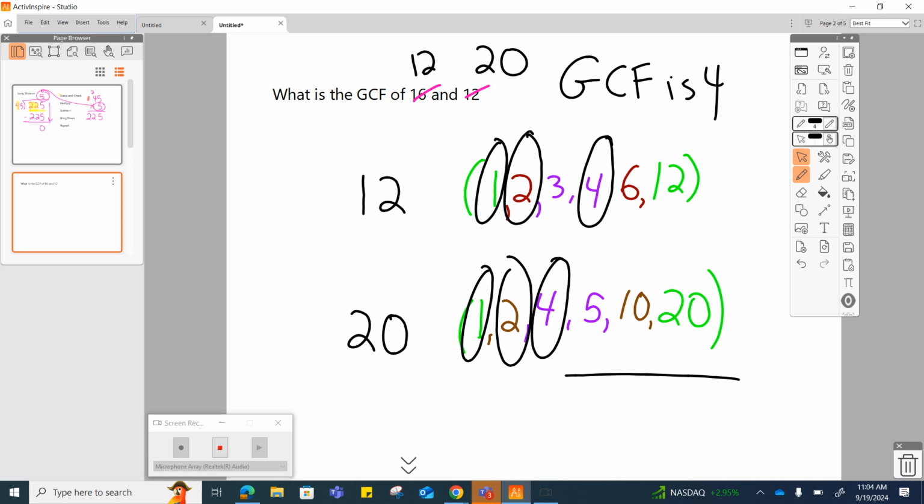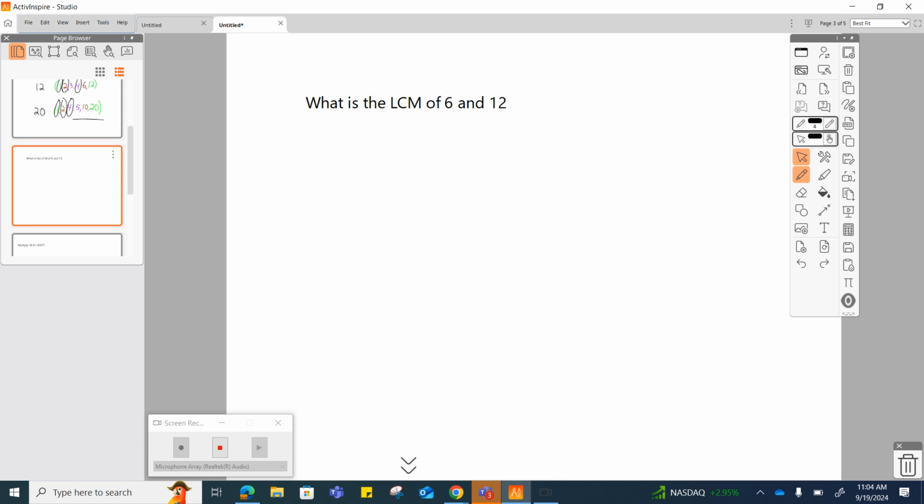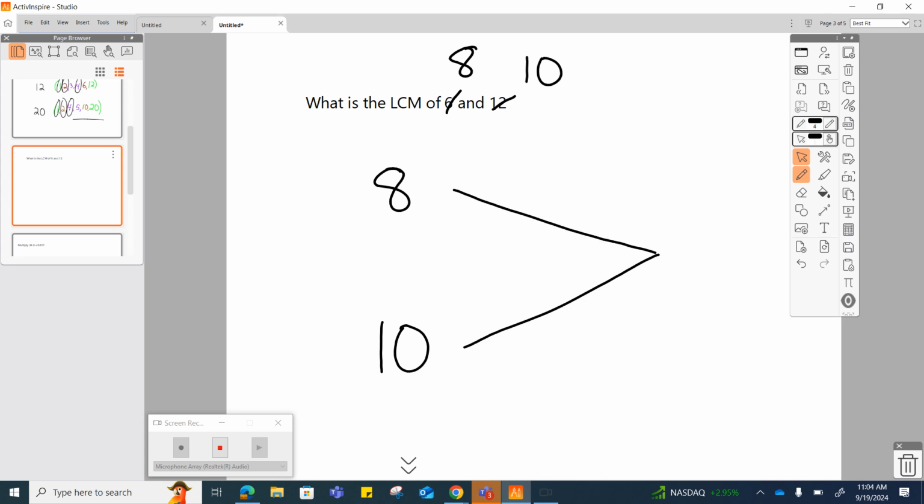Moving on to the LCM. That was the other day's problem. So today's problem was the LCM of 8 and 10. To do LCM problems, I'm going to visually set it up like this. My stopping point is 80. I'm going to do multiples of 10 first: 10, 20, 30, 40, 50, 60, 70, 80.